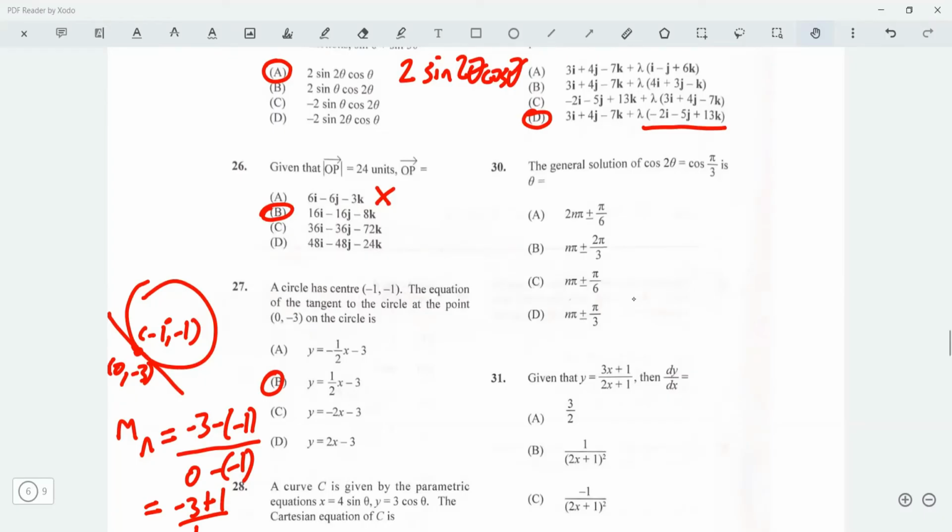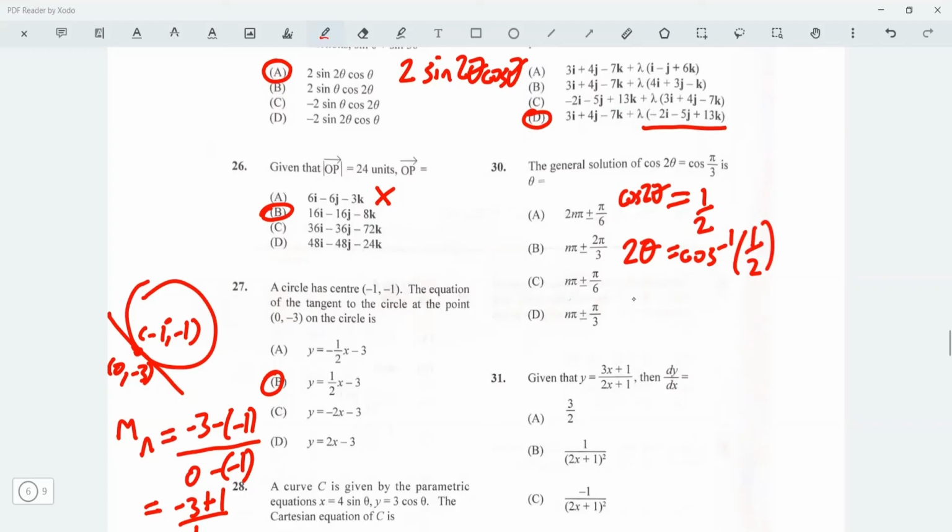Well, cos 2 theta equals cos of pi by 3. You see this cos 2 theta here? Generally, what you do is, cos of pi by 3 is what? Cos of 60 is a half. So we have cos 2 theta equal to a half. So therefore we know that 2 theta is equal to cos inverse of a half.